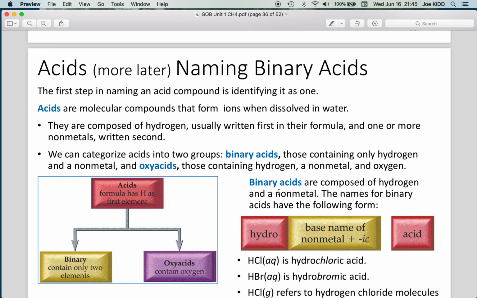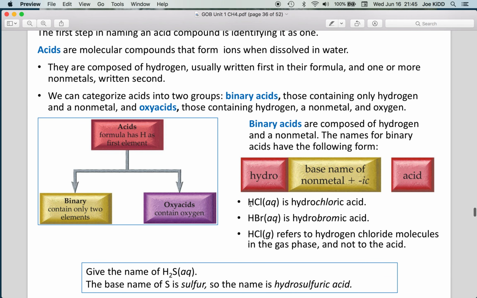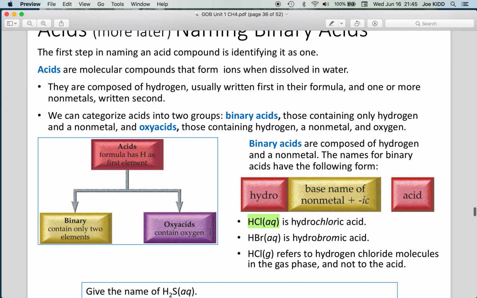So whenever we're naming an acid, the first thing we need to do is identify it as an acid. Acids are going to be molecular compounds that form ions when they dissolve in water. And again, we'll talk about this in more detail as we get going. But one of the tricks and hints you can look for is when you see AQ as the state of matter, that's a pretty good sign that we're dealing with an acid.